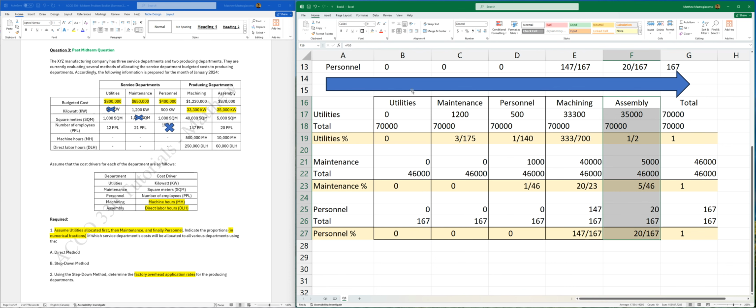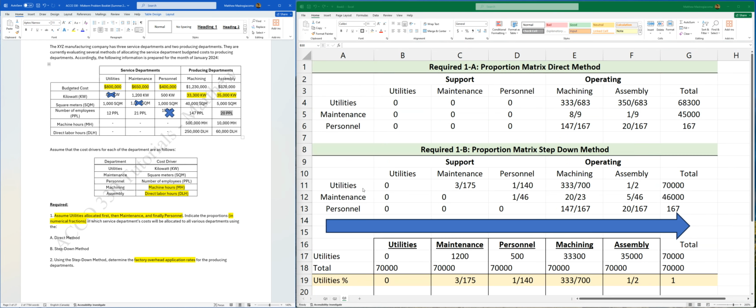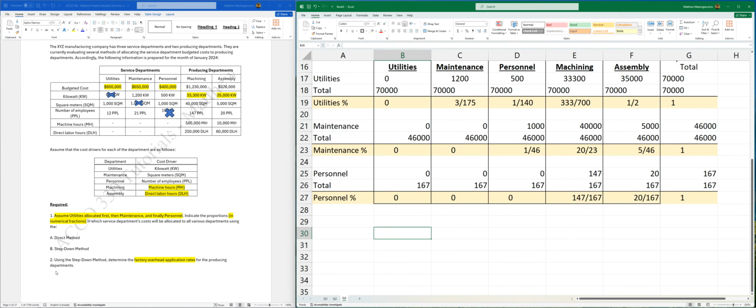Okay, there we go. Bam. So there we go. That's all our allocations. Now required 2. So we've done required 1A, 1B. Now required 2 is calculate the factory overhead application rates for the producing departments. So now you have to calculate the overhead rate for the production department. How on earth are we going to do that?